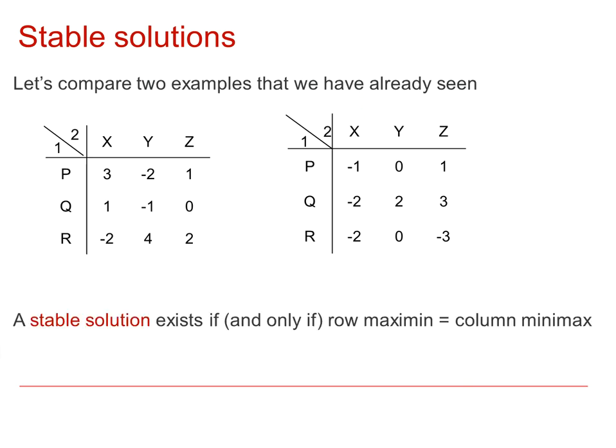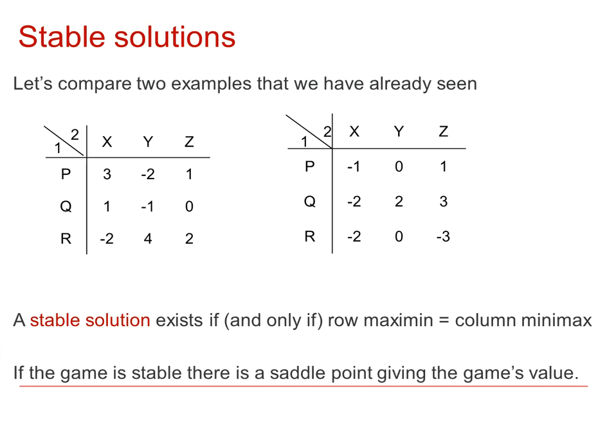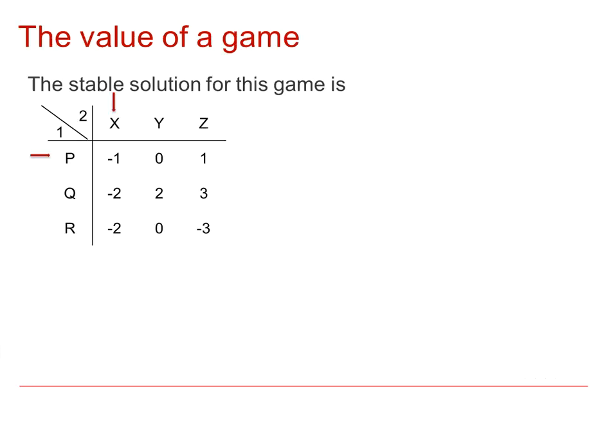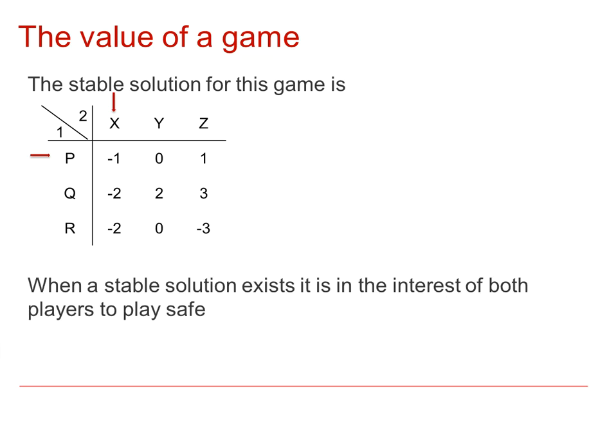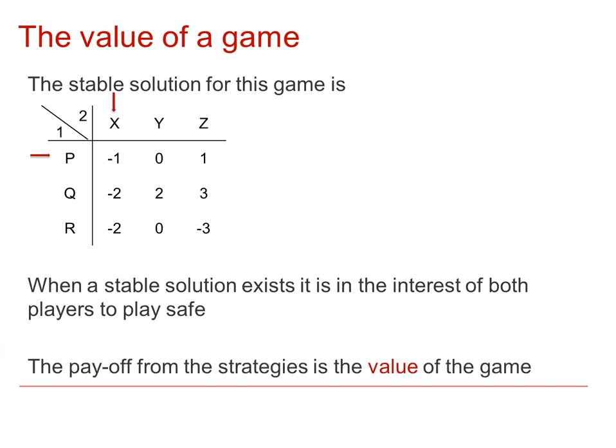So we say a stable solution exists if and only if we have the row maxi-min equaling the column mini-max, and if that is the case, then the saddle point, as it's referred to, which is the value of the game, is going to be the best situation for both players, so they're not going to move from that particular saddle point. So when we have a stable situation, both players will play safe and there's no point them switching from that.